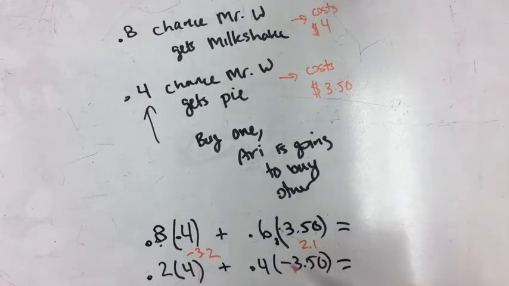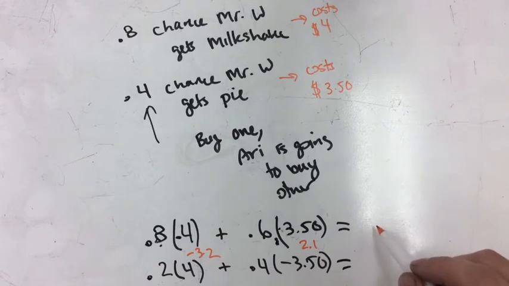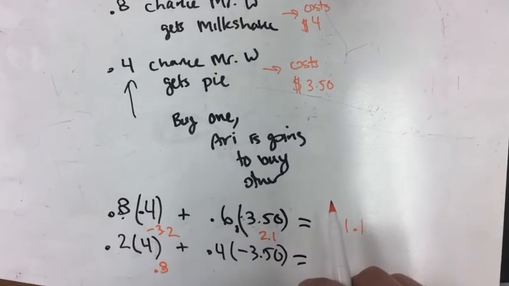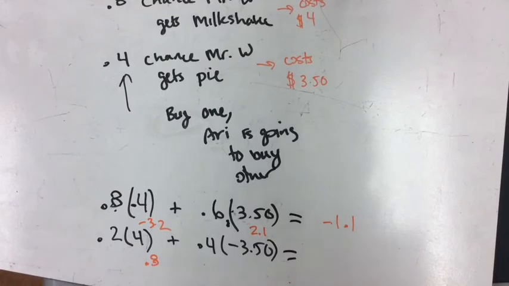So on this one, I'm only going to be losing, let's see, 3.2 minus 2.1. Oh, that was silly. Oop, and I plussed it. Okay, this is going to be negative 1.1. And then on the other side, I have 0.2 times 4 is 80 cents. If you guys can see that, here, I'll twist it. And then we have 0.4 times 3.5 is negative 1.4.